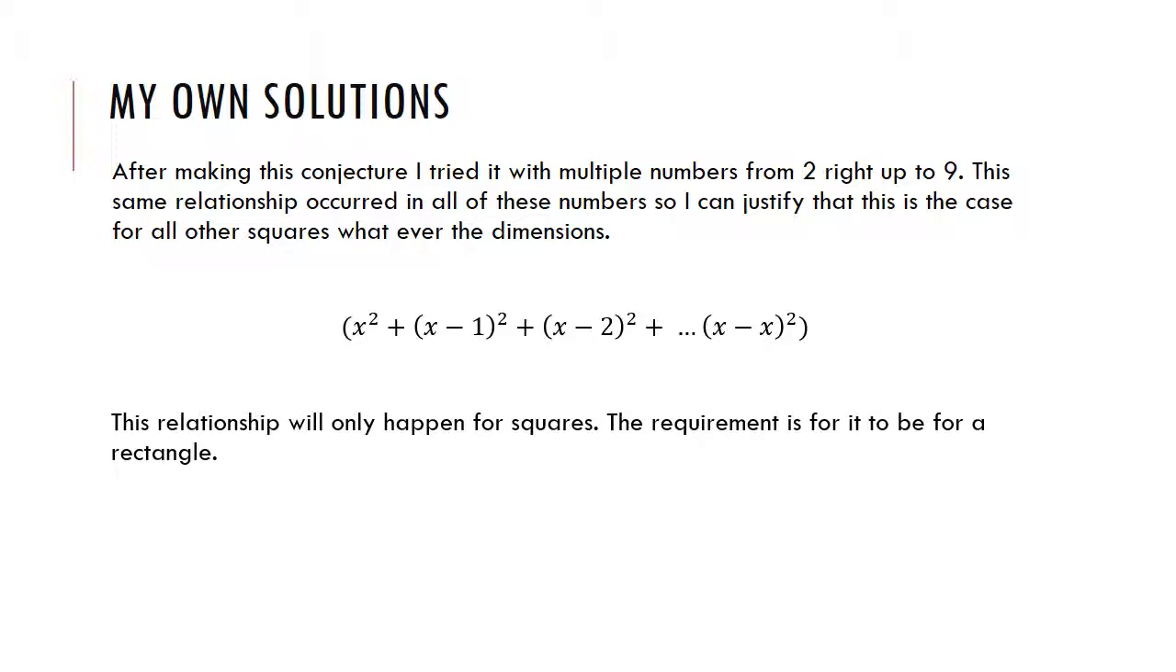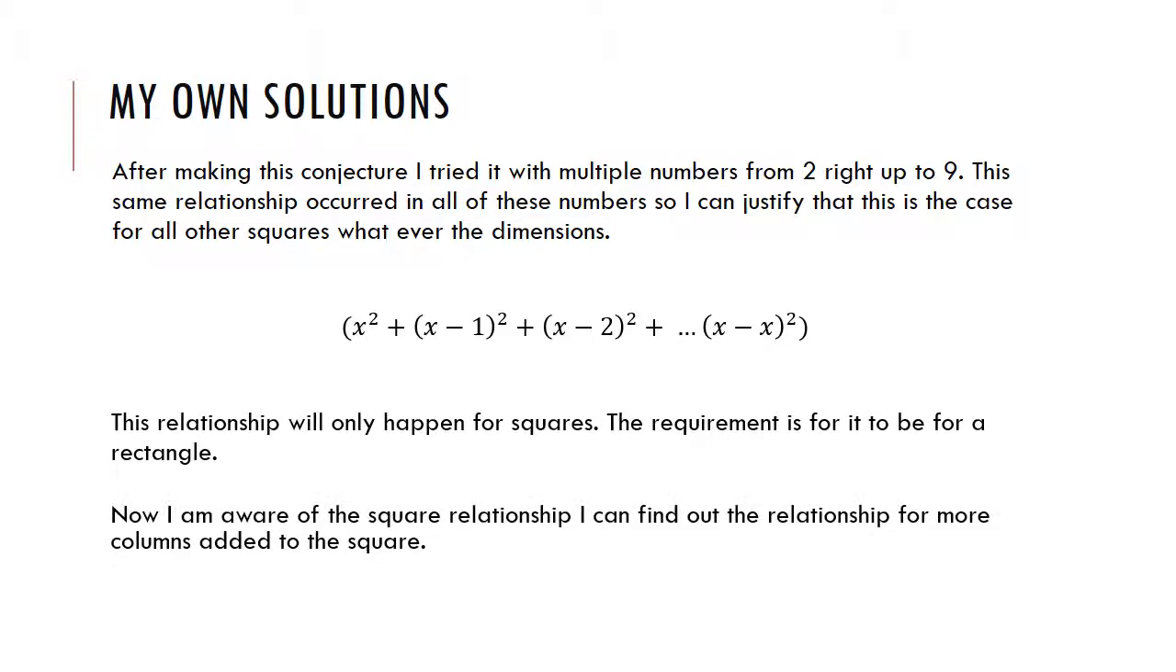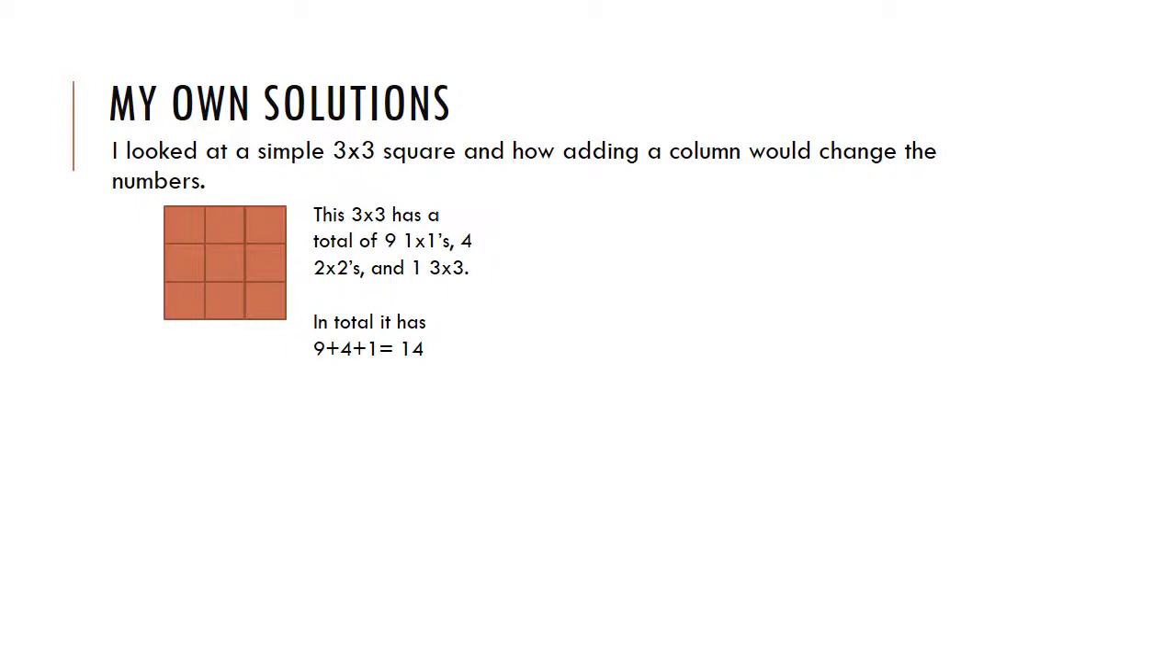This relationship will only happen for squares. The requirement is for it to be for a rectangle. Now I am aware of the square relationship, I can find out the relationship for more columns added to the square. I looked at a simple 3 by 3 square, and how adding a column would change the numbers.